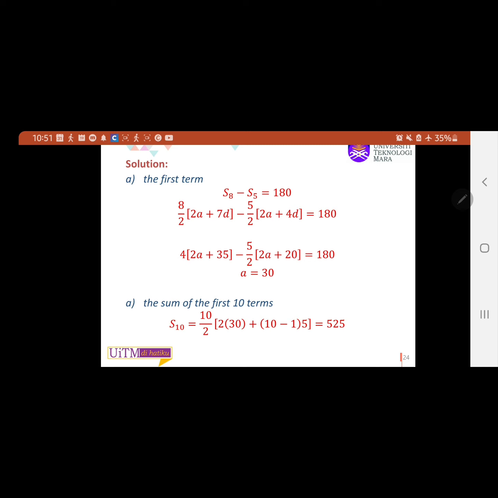Okay, so let's see, now you have substituted into the formula just now. When you have simplified the equation, you will obtain this one. Then you solve this equation, you get your A is equal to 30. So the next question, which is B, what is the sum of the first 10 terms? So that means you want to find S10, so you substitute into the S formula, then you get the sum of the first 10 terms is 525.